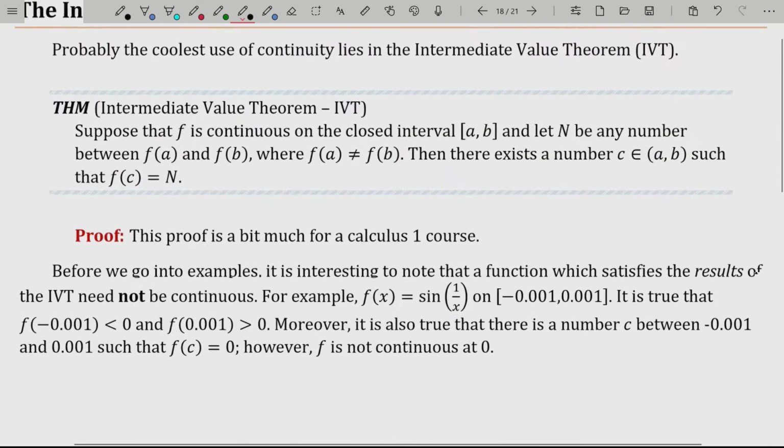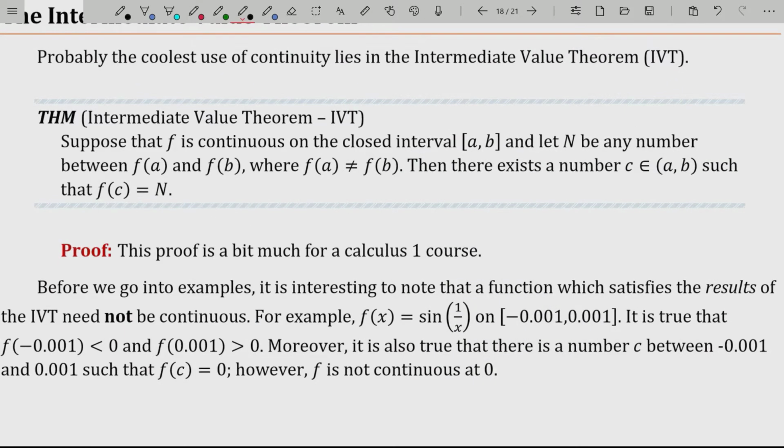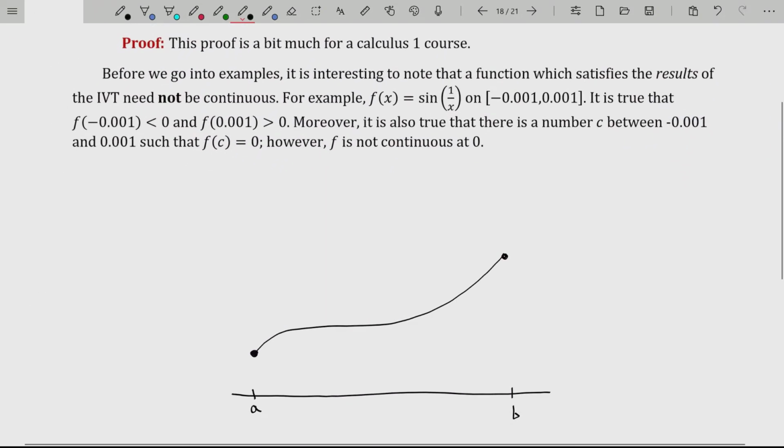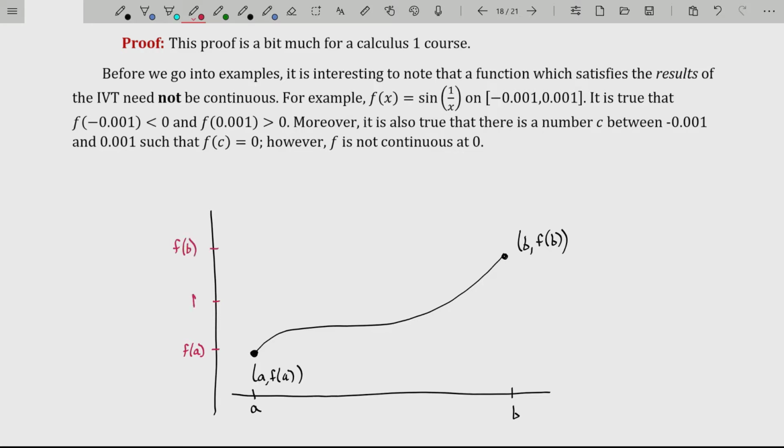Great. And let n be any number between f of a and f of b. Now, the way I've drawn this, the point a comma f of a lies below the point b comma f of b. You should know that it could be that f of b is below f of a. It doesn't really matter if this function's rising or falling. But we're going to let n be some number between the function value at a and the function value at b. So that's what n is.